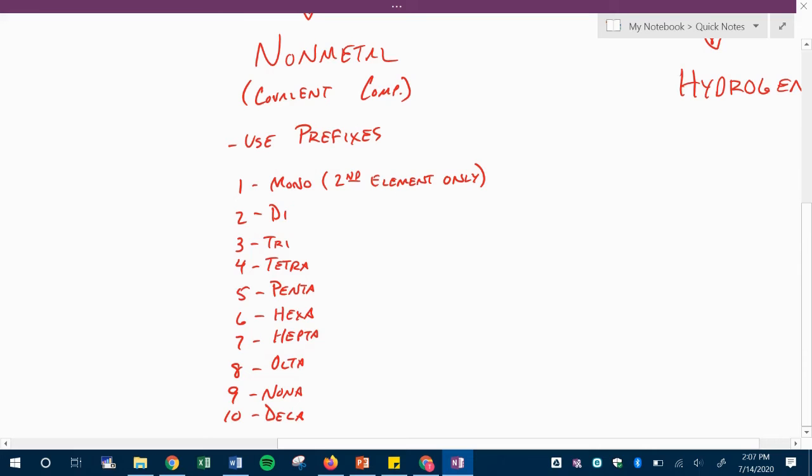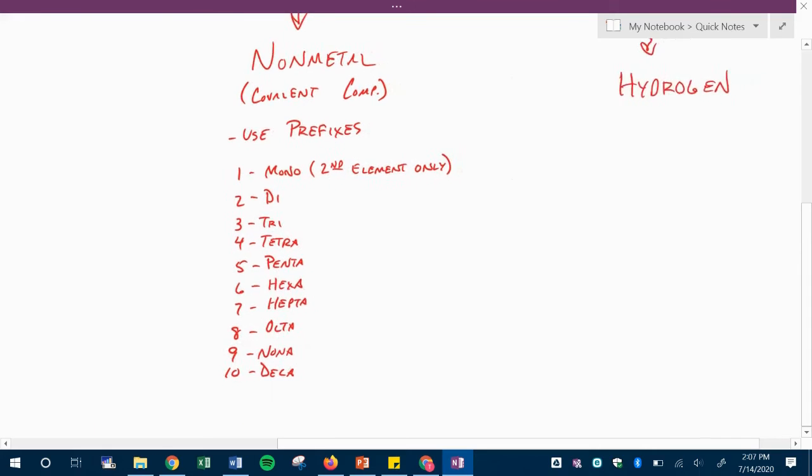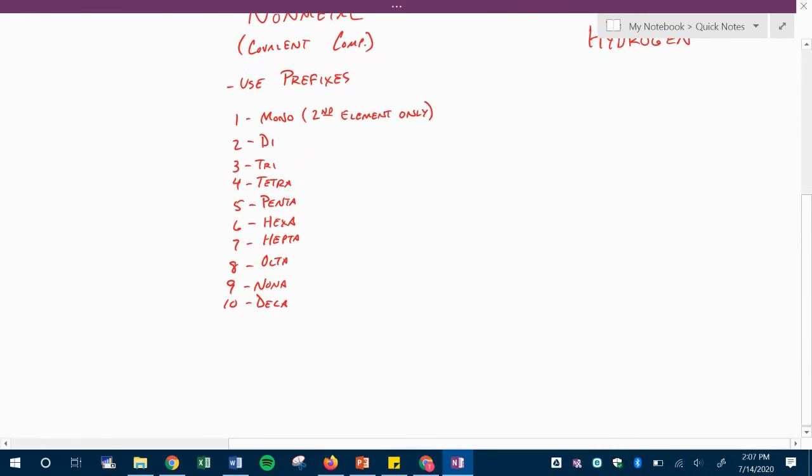All right. And so for this, remember, we use the prefixes. We just listed them. And then here, remember, the ending of the second element becomes "ide."